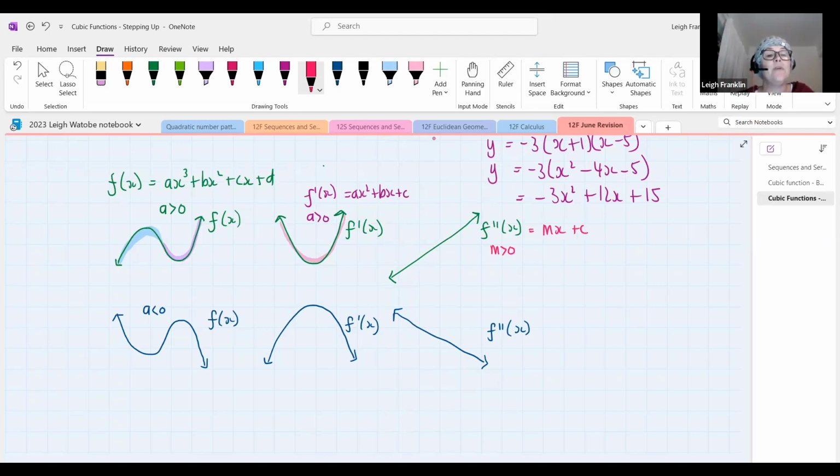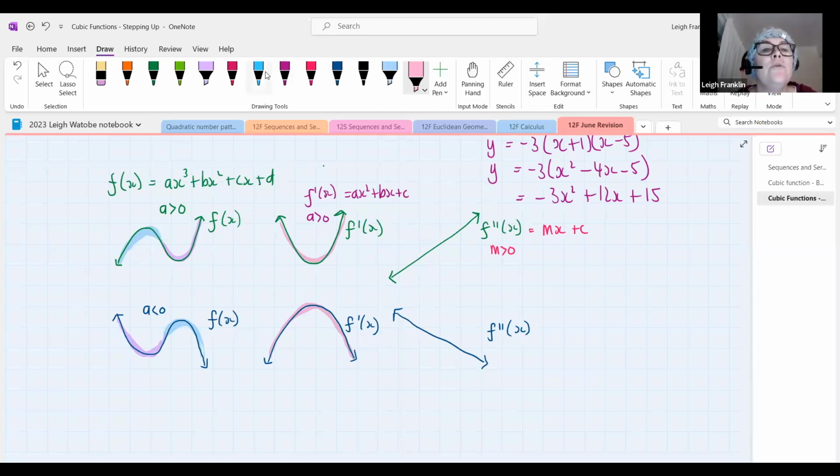With these other ones over here, your original cubic function is first concave up to your point of inflection. Then it's concave down. So your first derivative is a sad face parabola, and your second derivative is a straight line with a negative gradient.